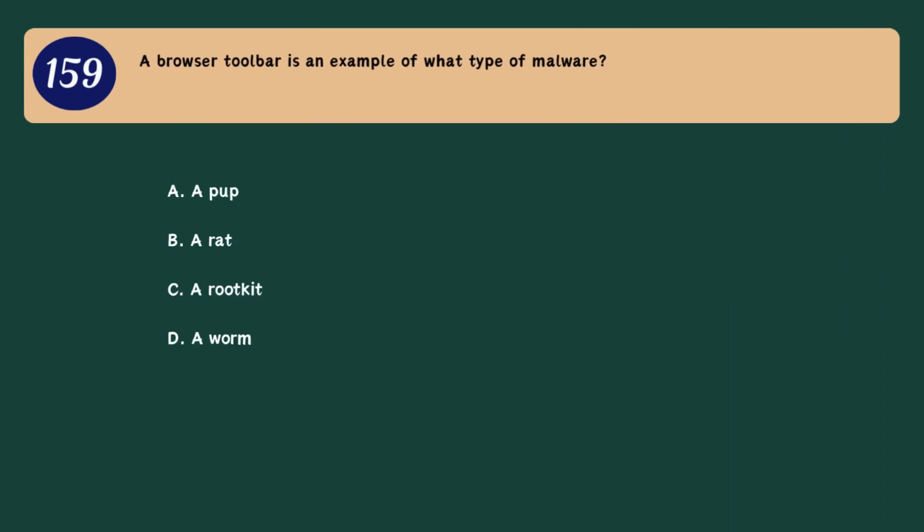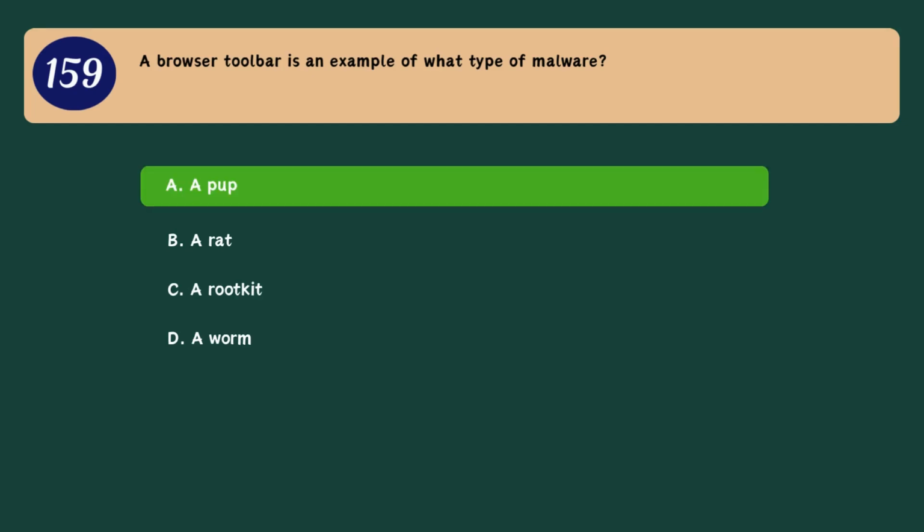Question 159. A browser toolbar is an example of what type of malware? A. A PUP. B. A RAT. C. A rootkit. D. A worm. Correct answer. A. A PUP.